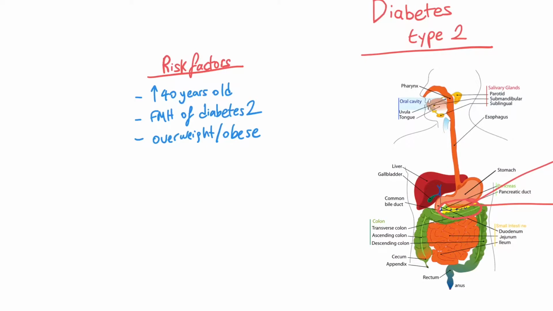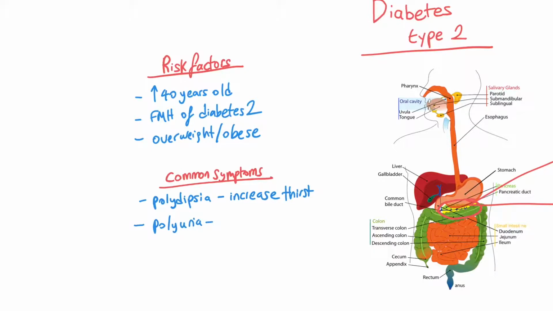So what are the common symptoms? Most of the patients that present to the clinic will present similar to type 1 diabetes with polydipsia, which is basically increased thirstiness, and polyuria, which is increased urination. Very, very important. And one of the things they also present with is tiredness, generally tired. Obviously, it's non-specific, but from polydipsia and polyuria plus tiredness, you're thinking, okay, could this be diabetes?